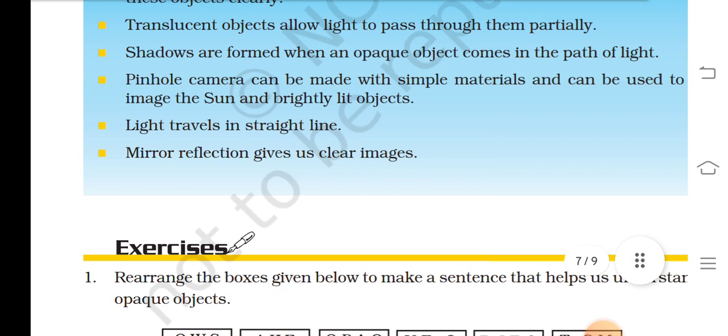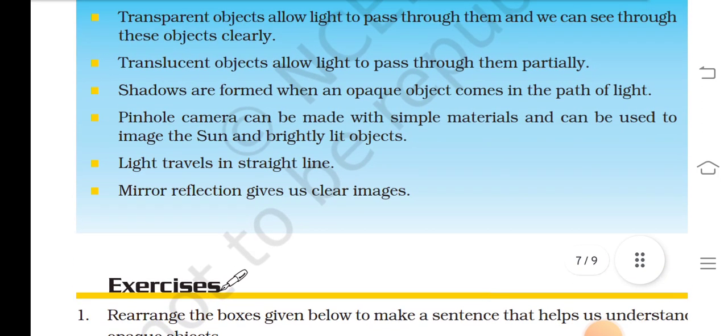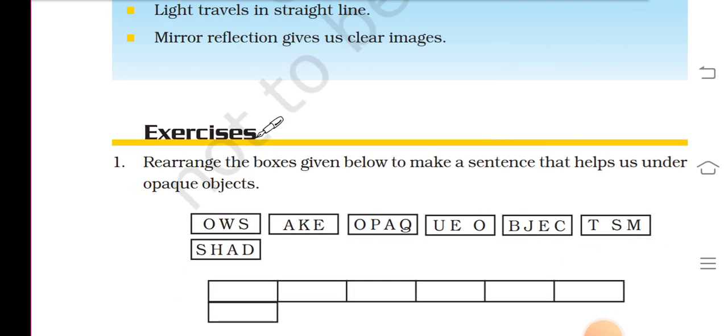A pinhole camera can be made with simple material and can be used to image the sun and brightly lit objects. Light travels in a straight line. Mirror reflections give us clear images. Rearrange the boxes given below to make a sentence that helps us understand opaque objects.